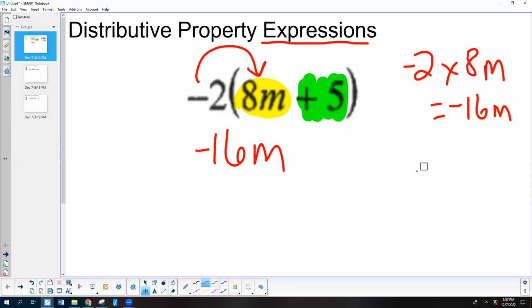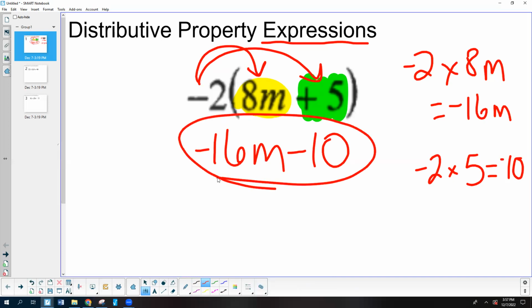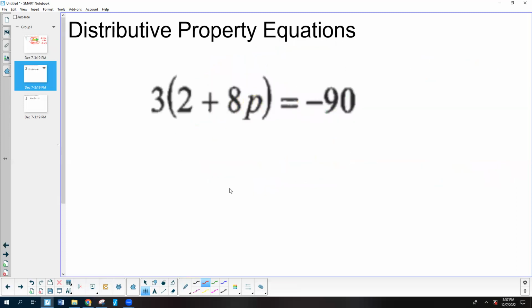And then we're going to take -2 times positive 5. Well, in your calculator, -2 times 5 is going to give you a -10. So we're going to write this as -10. And that is how you get rid of those parentheses. So this would technically be your simplified expression, -16m minus 10. Okay, so let's look at this in an equation.